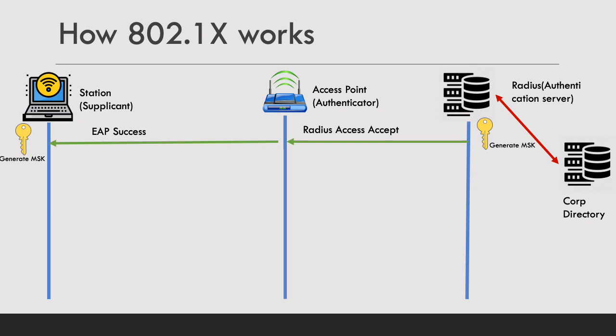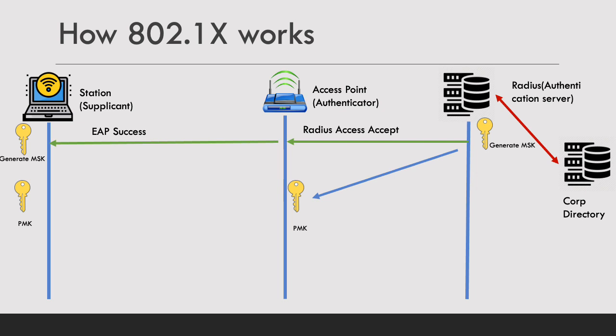How does 802.1X work? Following the authentication success, the master session key is generated. This is not passed between the supplicant and your authentication server, but is generated by the RADIUS server and the supplicant individually. It's important to note that this is only applicable to this server, this session, and is bound entirely to this session.